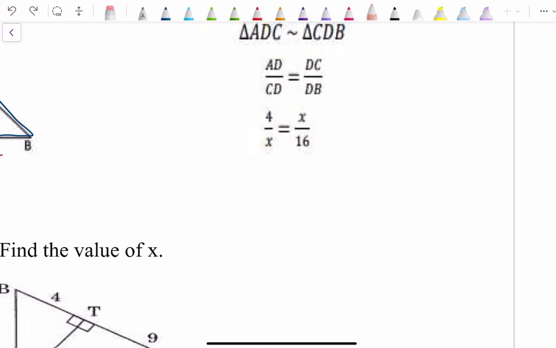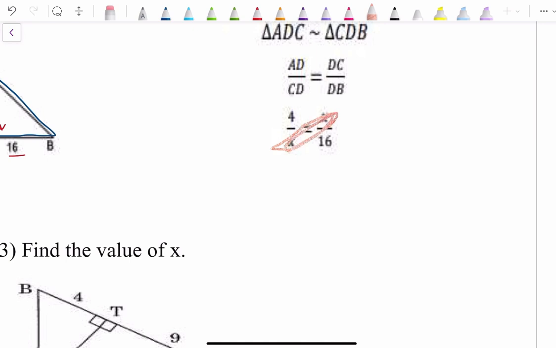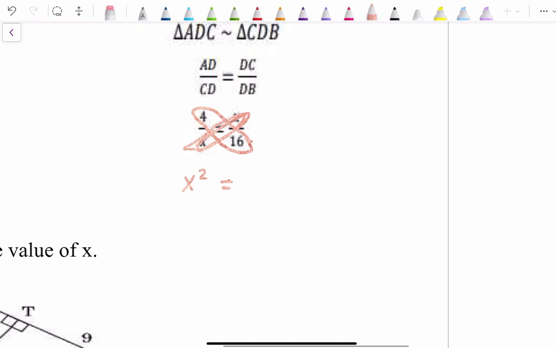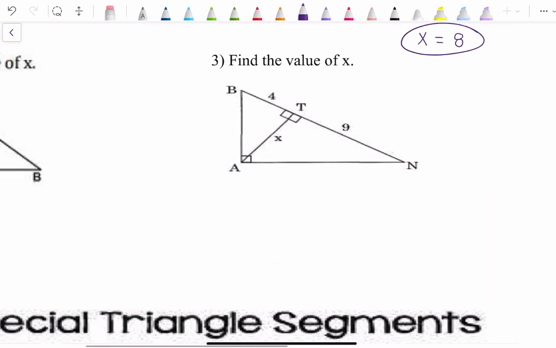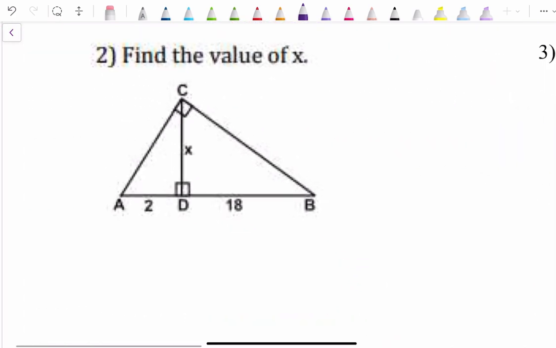First we'll do x times x, which makes x squared, equals, the equals always goes in between your cross multiplication, 4 times 16, which I'm not sure what that is off the top of my head. I think 64. Yeah, that seems right. Then I'm going to square root both sides to get x alone, and I get x equals the square root of 64, which is 8. And then that's it. So let's try that again with these two other examples.